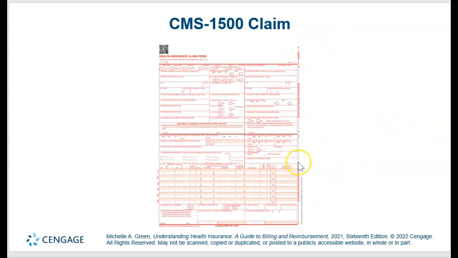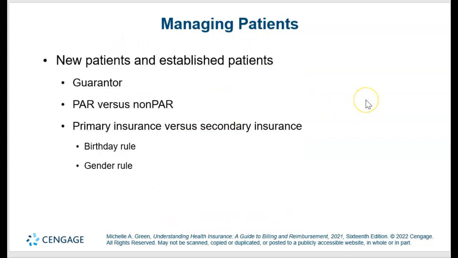All right, so this is what our CMS 1500 claim form looks like. And our CPT codes, we have all the information up here, the type of insurance, patient's name, their insurance company, accept assignment, all of that. Okay, managing patients, new patients and established patients. So we have par versus non-par. Okay, we have primary insurance versus secondary insurance, birthday rule, gender rule. So let's start here with new patients and established patients.